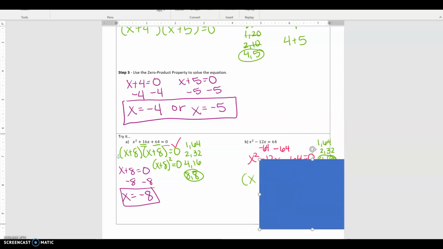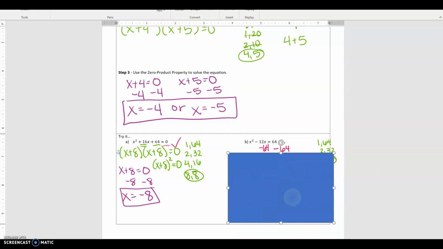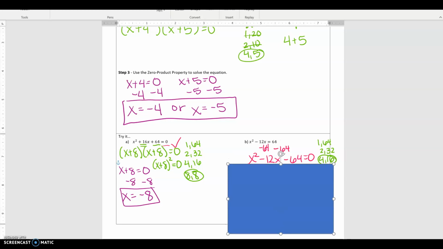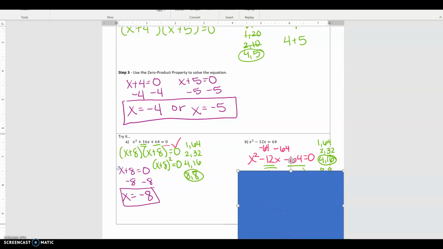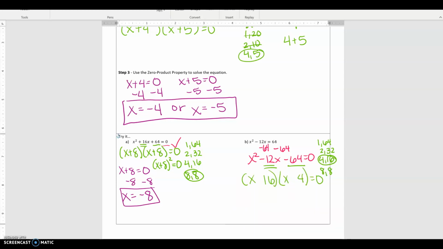Okay, and then on this one, our first step is subtracting that 64 on both sides because it's not set to 0. So we're then at x squared minus 12x minus 64 equals 0. Again, I wrote the factors of 64: 1 and 64, 2 and 32, 4 and 16, 8 and 8. And then we want it to add to negative 12. The reason I stopped here is because I wanted to make sure to go over this while I talk through it. So negative 12, and we want a negative 64 when we multiply.